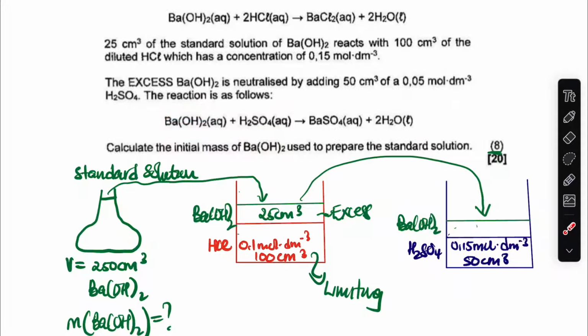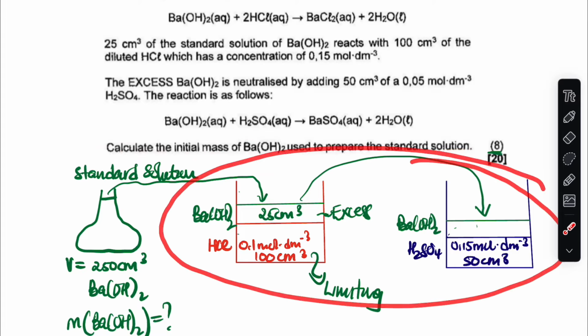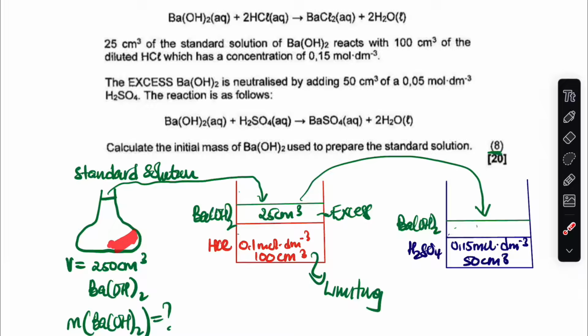Now, the question says calculate the initial mass of barium hydroxide used to prepare the standard solution. So in this process, we want the amount that was added here, and it was filled with water to a calibrated mark of 250. We want the mass that was added here when we were preparing the standard solution.